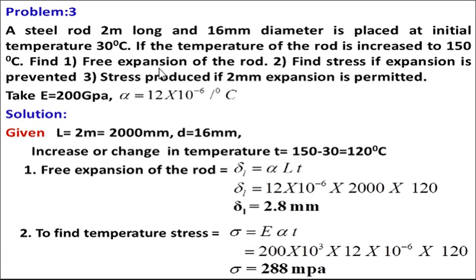Okay. So there is increase in temperature, rise in temperature. 30 to 150 means rise. If there is a reduction, then that value will be negative. Okay. So first of all, you have to calculate free expansion. Free expansion means what? Delta L equals alpha into L into T. So put alpha, length and T, you will get the free expansion.